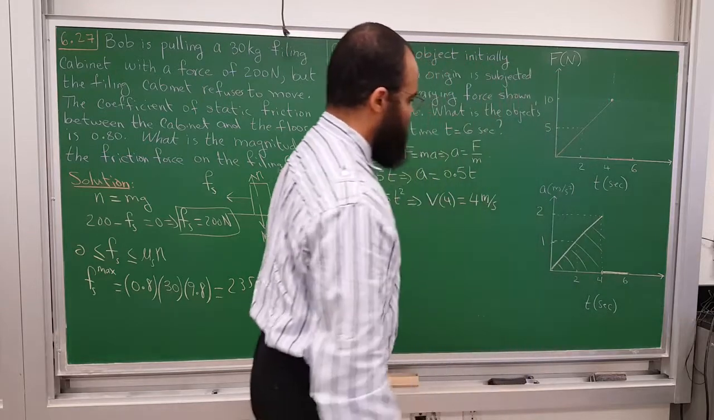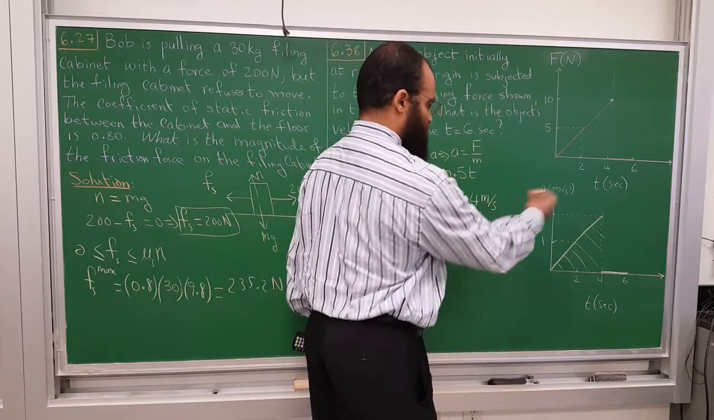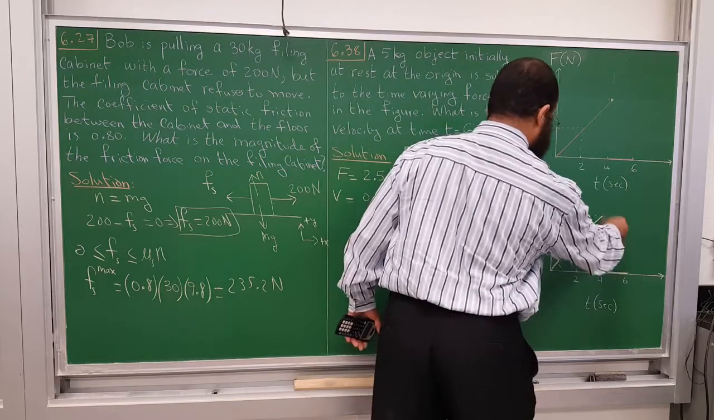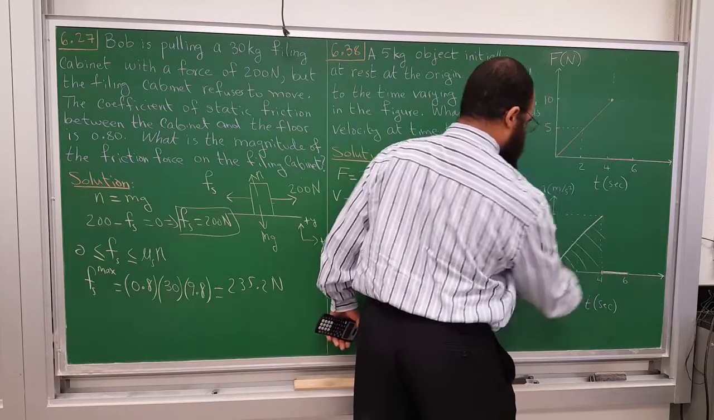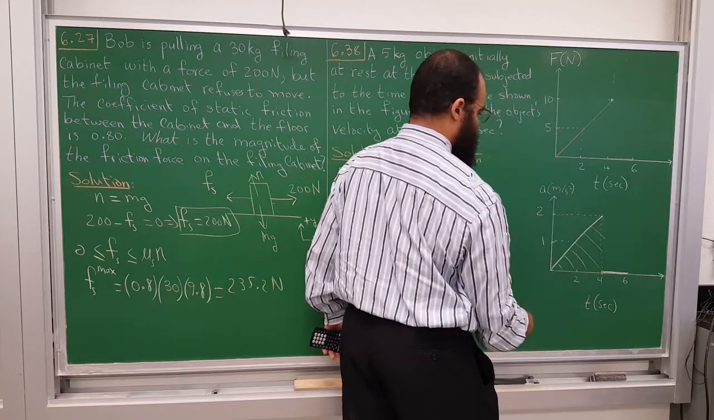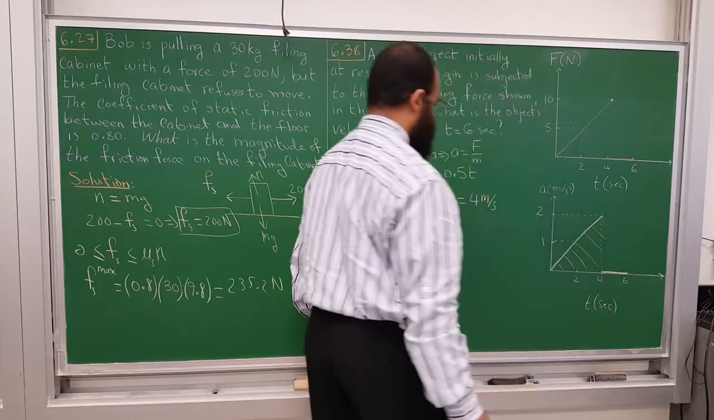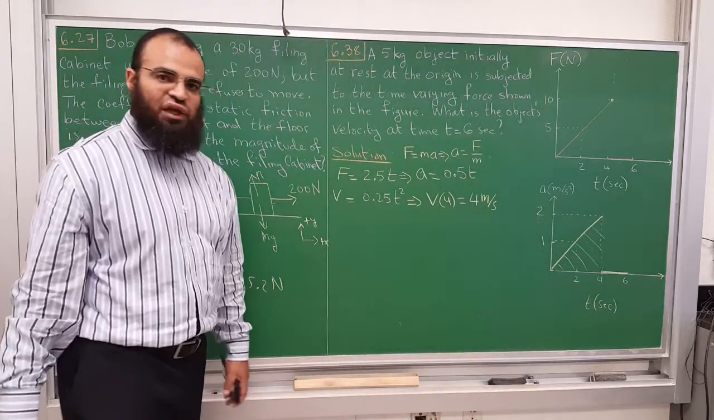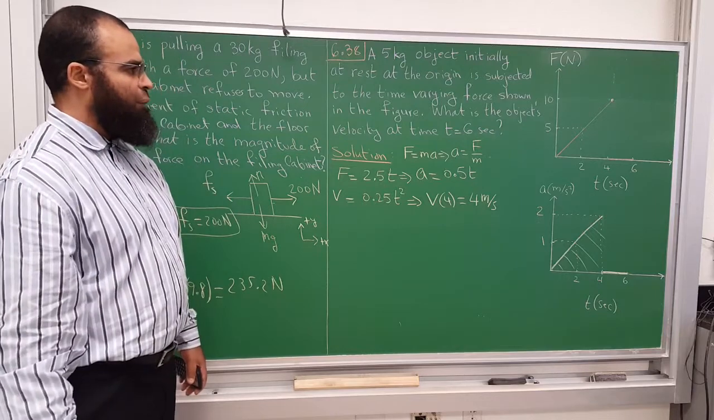It's this area. What's that area? Well, for a triangle, it's half the base times the height. Half the base, half of 4 is 2, times the height is 2. The height is 2, and so that's 4. So you get 4. So you can do it that way.